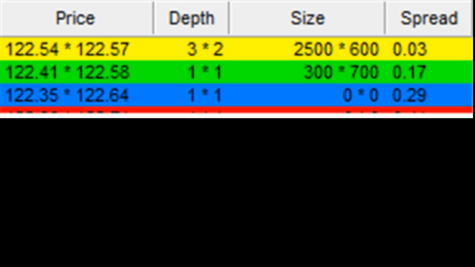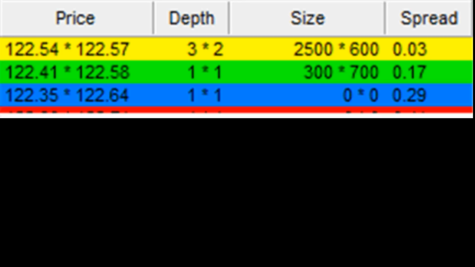So the bid-ask window contains the current bid-ask prices for the security. This data has 4 columns if you look right there. The first one is the price. The second one is the depth. The third one is the size. And the fourth one is the spread, the difference between the bid and the ask.